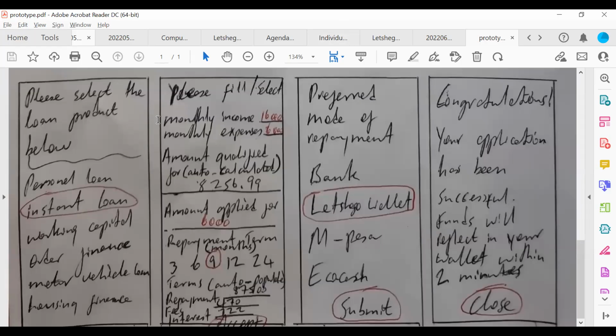They start with the monthly income as well as the monthly expenses. And then as soon as they do that, the app will auto-calculate how much they qualify for. Now they select an amount that they wish to apply for. They then select even the term of repayment.